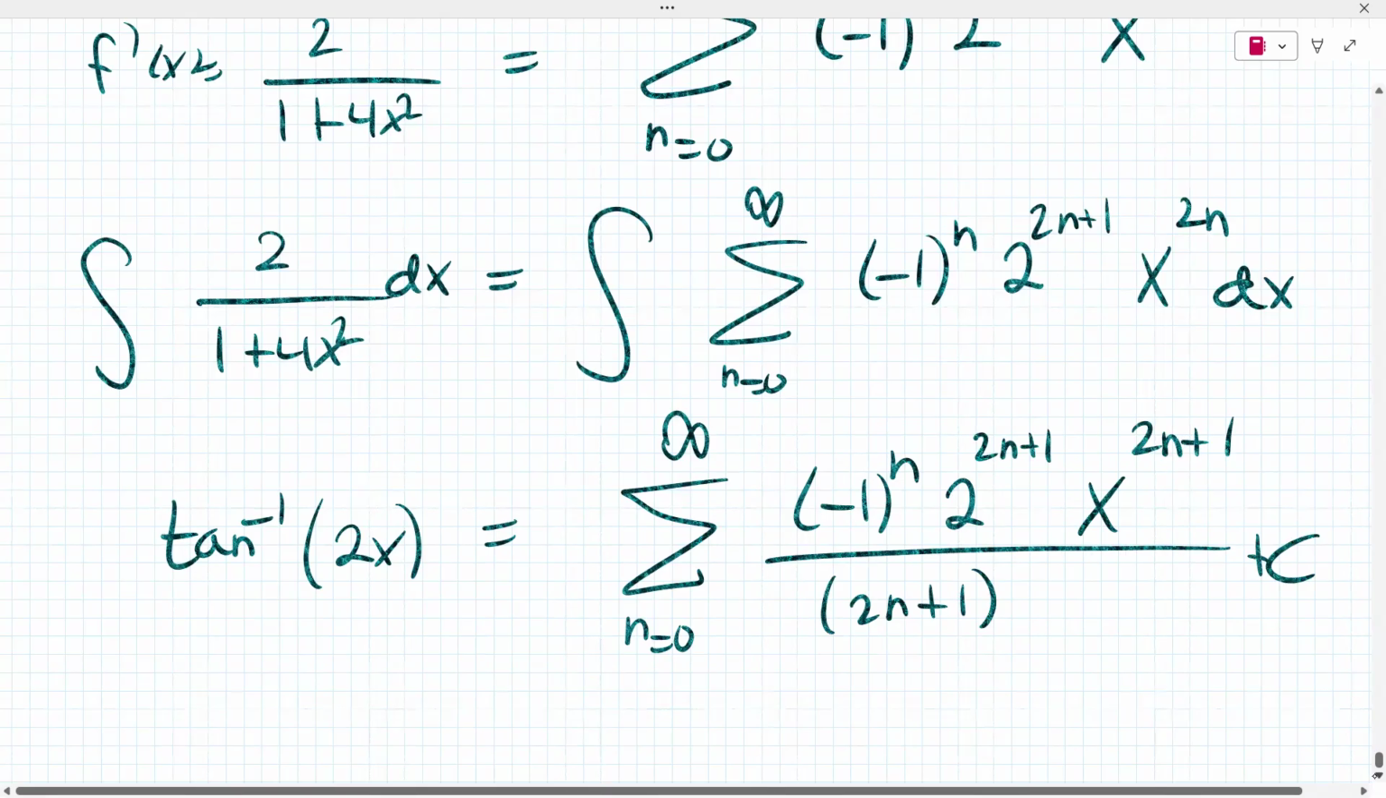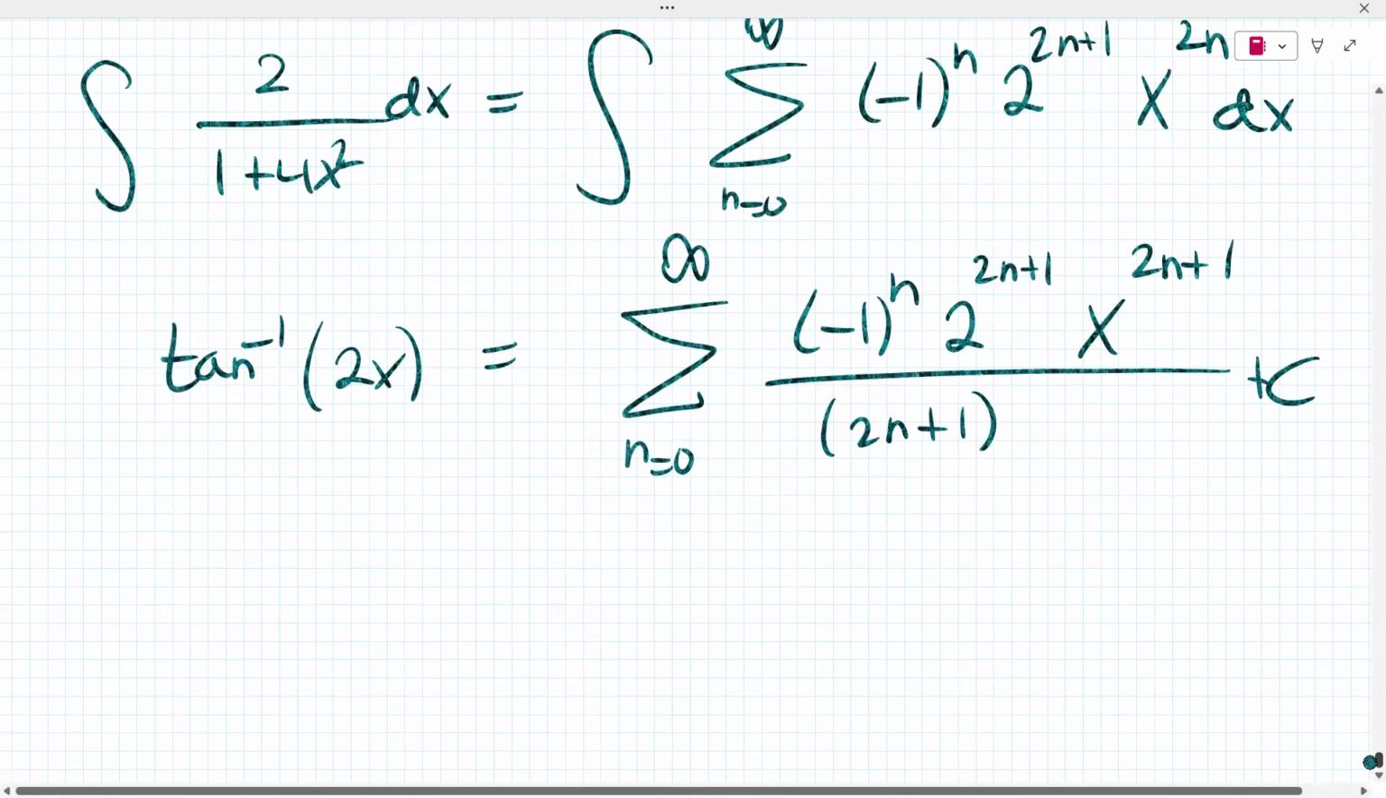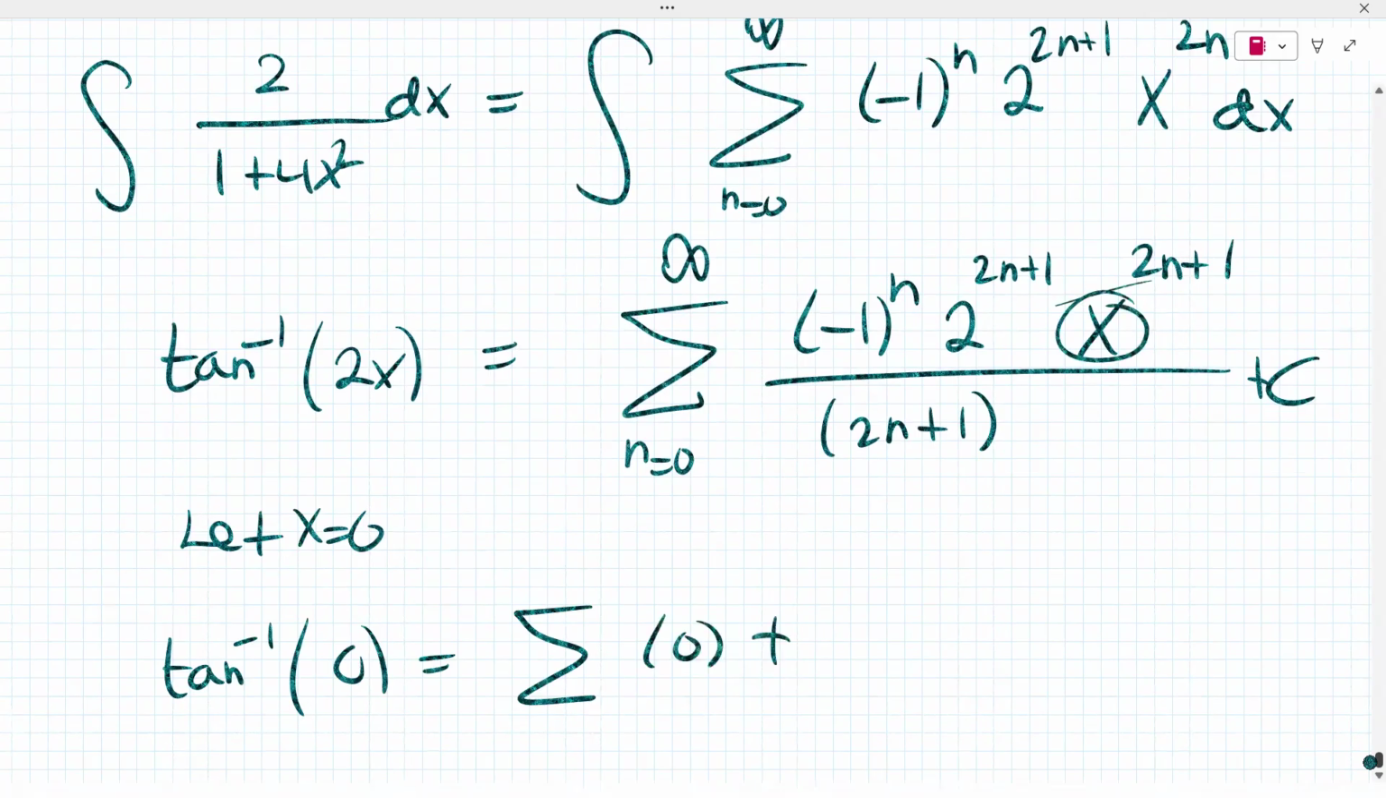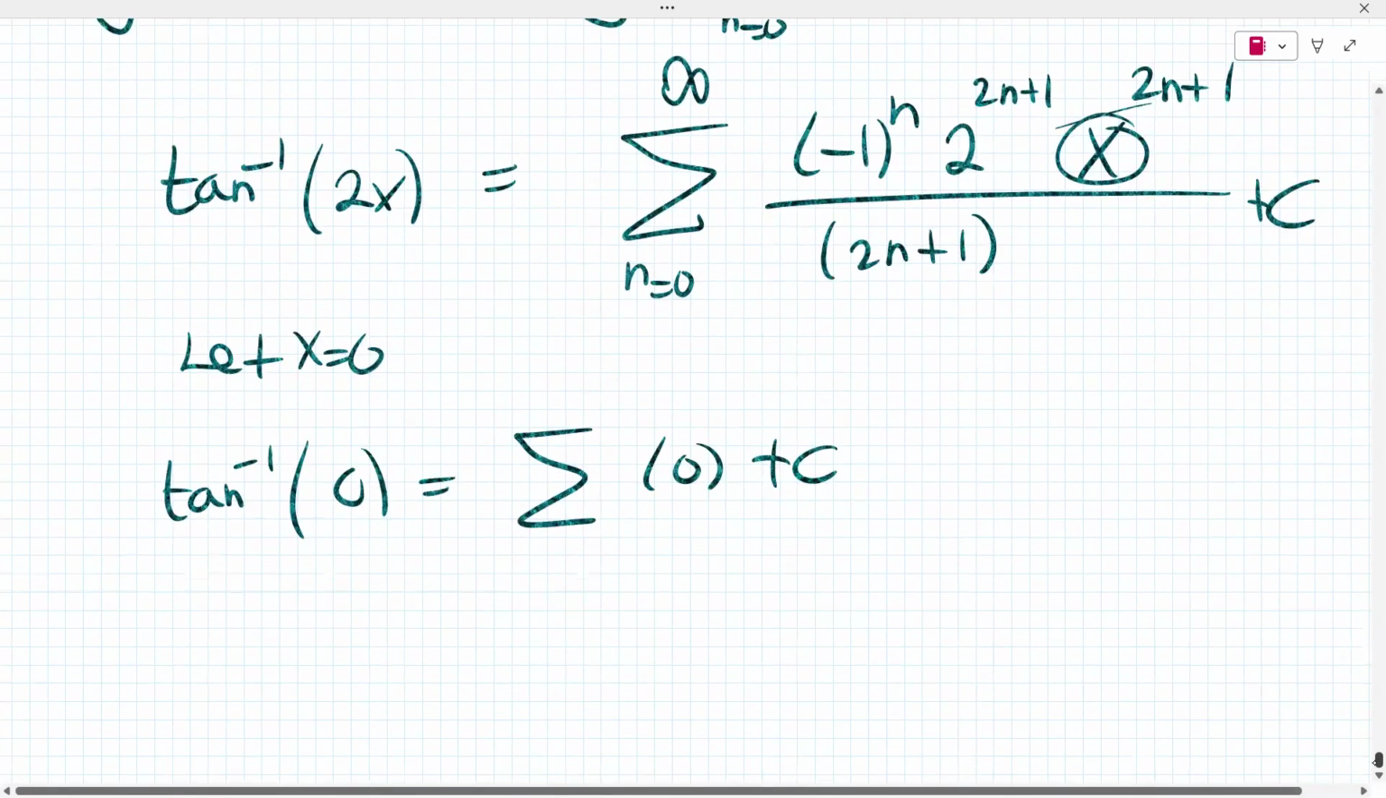Then what you want to do is solve for c by letting x equal 0, right? It would be tan inverse, and then 2 times 0 is 0, equals the summation. When you replace x with 0, everything else becomes 0, so it's just 0 plus c. So you get c equals 0.